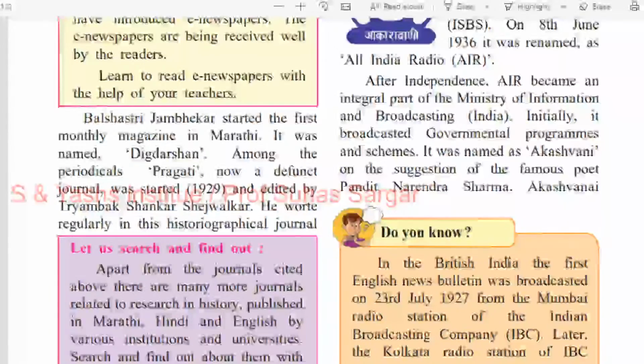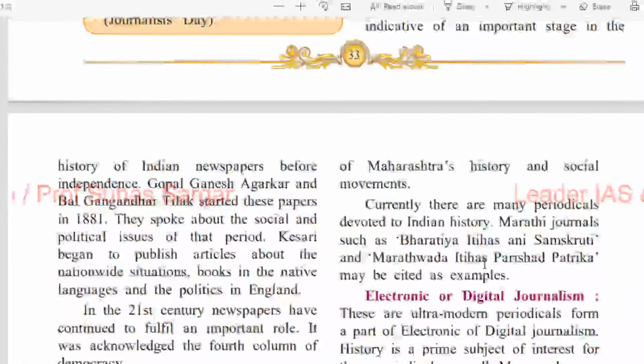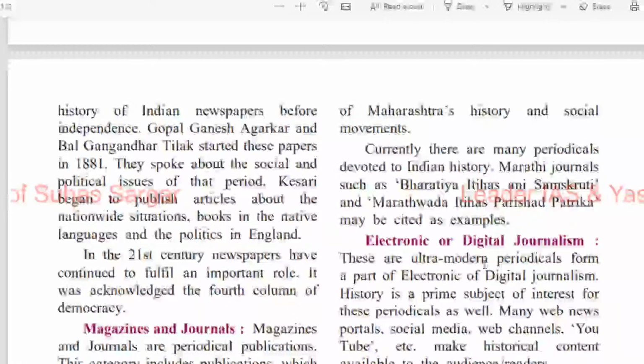Among the periodicals, Pragati, now a defunct journal, was started in 1929 and edited by Trimbak Shankar Shejwalkar. He wrote regularly in these historiographical journals of Maharashtra history and social movements. Currently, there are many periodicals devoted to Indian history. Marathi journals such as Bharatiya Itihas ani Sanskruti and Marathwada Itihas Parishad Patrika may be cited as examples.